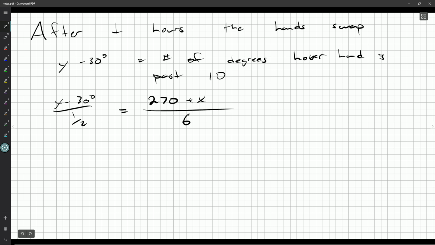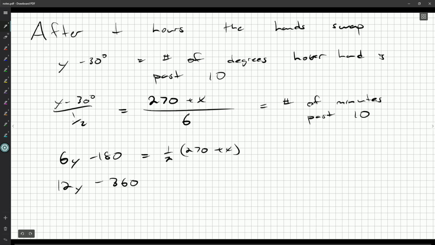And so y minus 30 degrees over half should be the same as, now it's 270 plus x degrees over 6. Right? And that should give me another relationship because these are both the number of minutes past 10. All right, so multiply by 6 over here, so 6y minus 180 is 1/2 of 270 plus x. Multiplied by 2, so 12y minus 360 is 270 plus x.